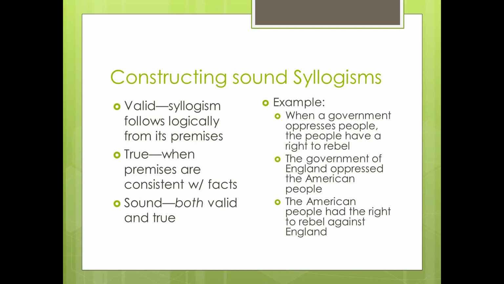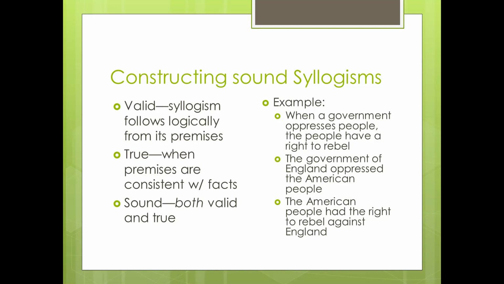So for example, an initial premise might be something like this. When a government oppresses its people, the people have a right to rebel. It should also be true, meaning that when the premises are consistent, they should be able to be fact-checked and they should hold up under scrutiny. The government of England oppressed the American people. That's something that is both true and can be checked with historical evidence.